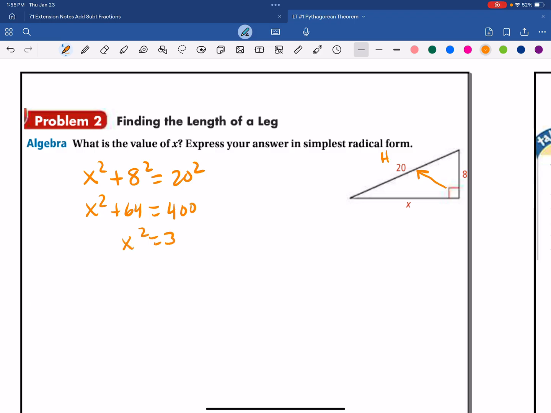X squared is 336. Now for time purposes, we're going to leave it as square root of 336, which is our exact answer. It does say simplest radical form. For right now, we're going to leave it as square root of 336.